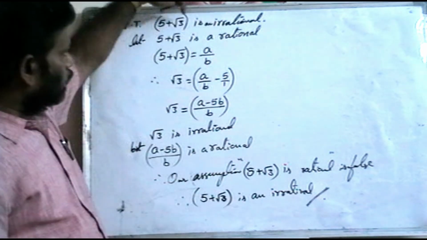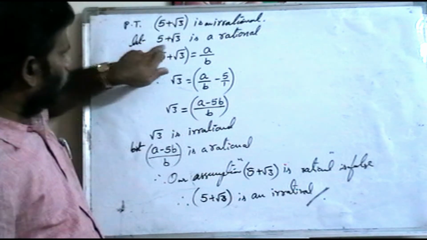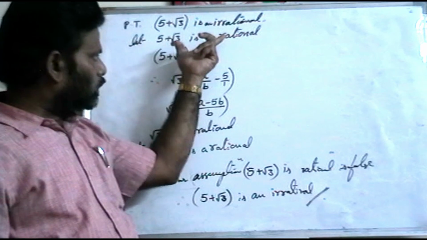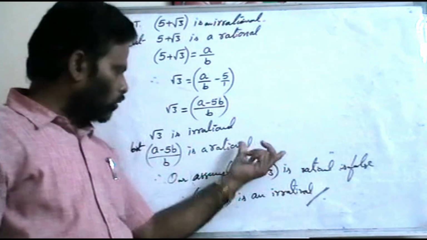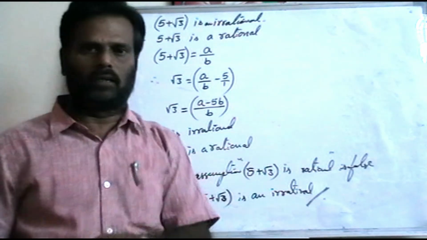Given statement, 5 plus root 3 is irrational. But our assumption is 5 plus root 3 is a rational. That means our assumption is false. So the given statement is true. That means 5 plus root 3 is an irrational number.